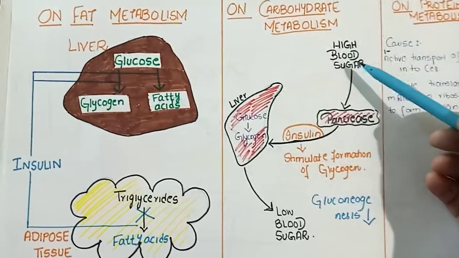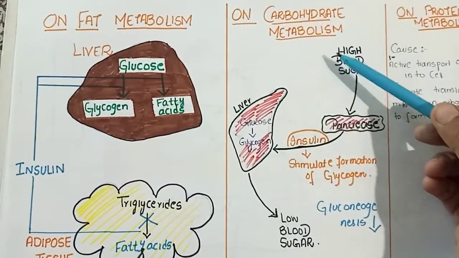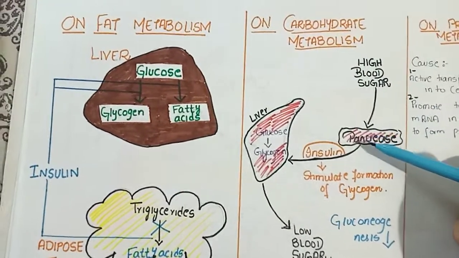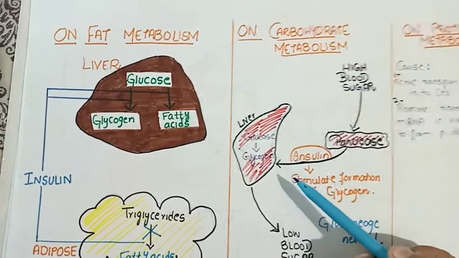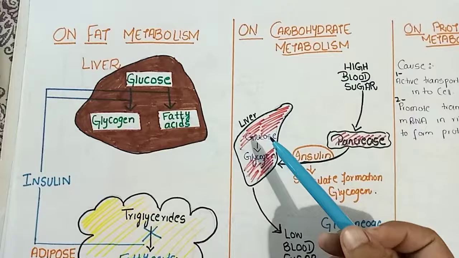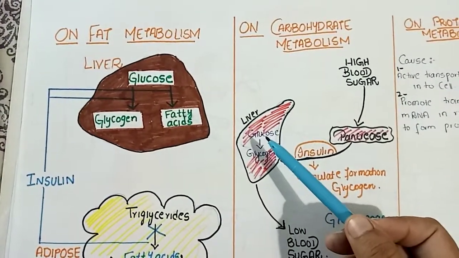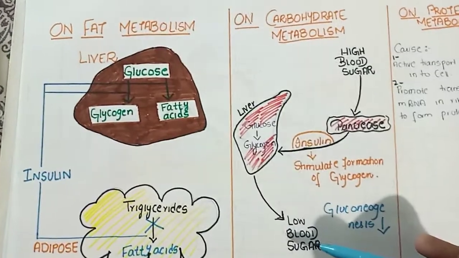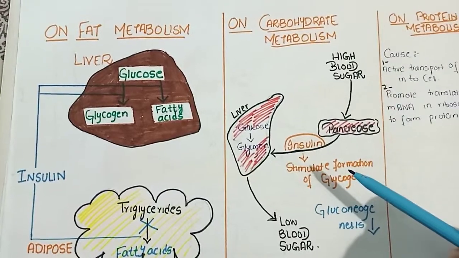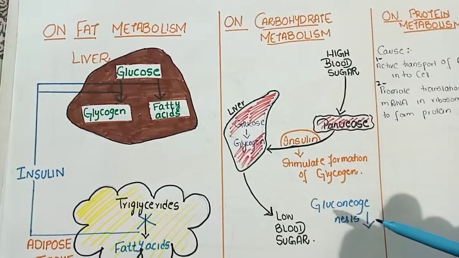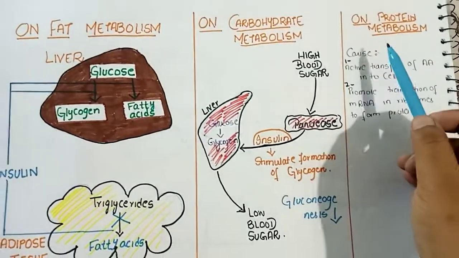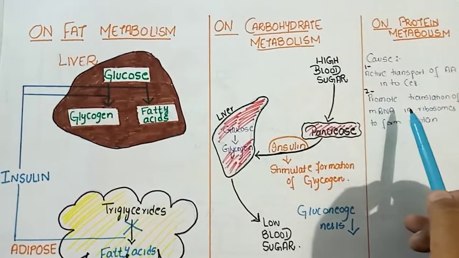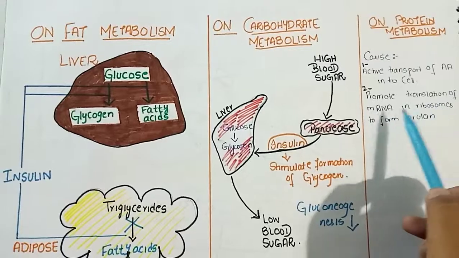In the carbohydrate metabolism, when there will be high blood sugar level, means when there will be the condition of hyperglycemia, it will stimulate the pancreas to secrete the insulin, which stimulate the formation of the glycogen. And within the liver, this insulin will convert the glucose to the glycogen, and this effect will cause the hypoglycemia, and as a result of the action of the insulin, the rate of the gluconeogenesis within the liver will also decrease. And on the protein metabolism, it causes the active transport of amino acids into the cell, and promote the translation of the messenger RNA in ribosome to form the protein.